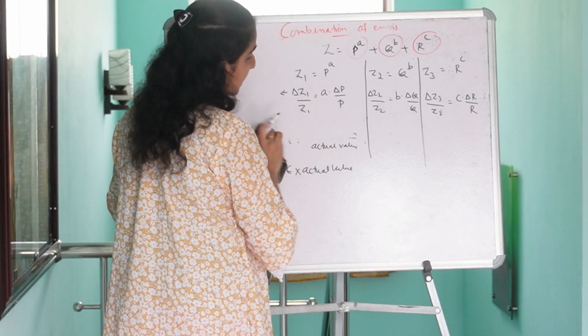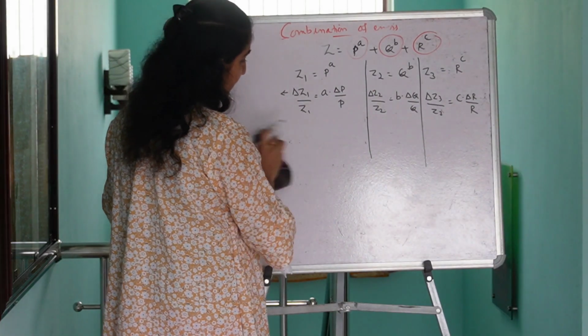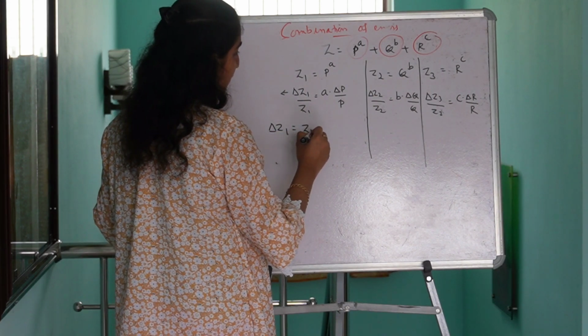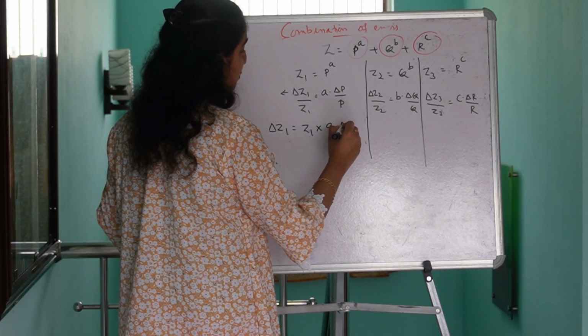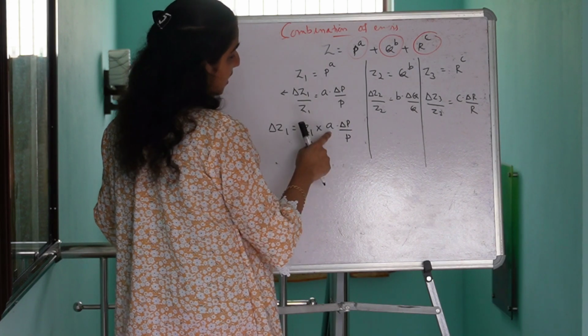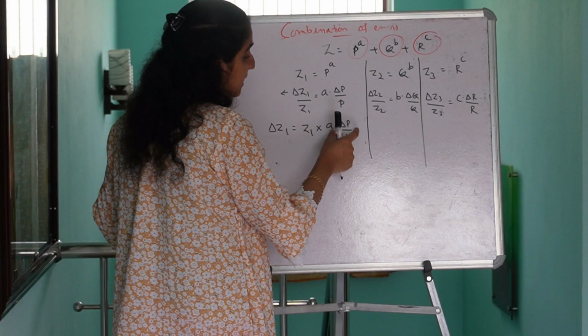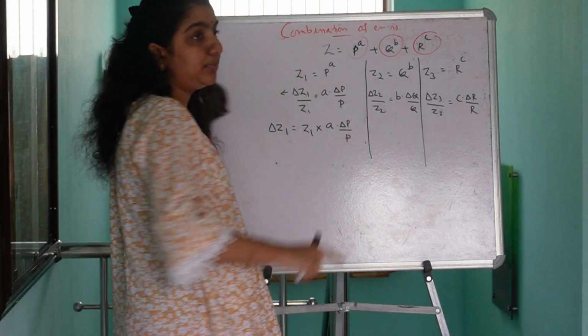So how do we find del Z1? Del Z1 is equal to Z1 into A into del P by P. What is A into del P by P? A into del P by P is nothing but the relative error in the measurement P power A.